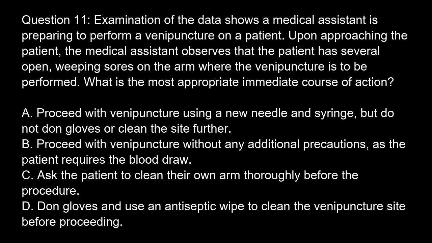Option A. Proceed with venipuncture using a new needle and syringe, but do not don gloves or clean the site further. Option B. Proceed with venipuncture without any additional precautions, as the patient requires the blood draw. Option C. Ask the patient to clean their own arm thoroughly before the procedure. Option D. Don gloves and use an antiseptic wipe to clean the venipuncture site before proceeding.